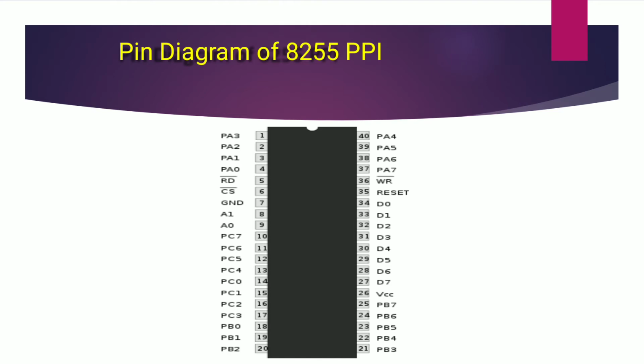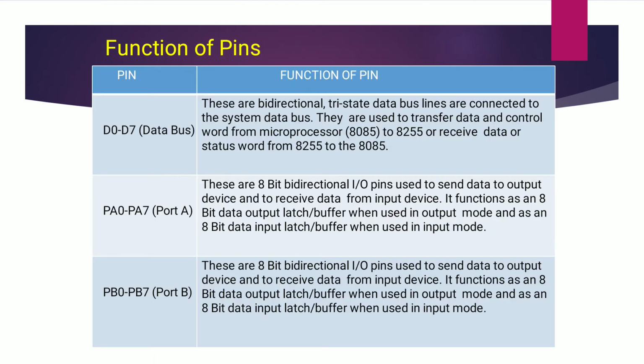This is the pin diagram of 8255. Let's discuss the function of each and every pin. D0 to D7. As I told you, the data bus buffer is a bidirectional, tri-state 8-bit buffer used to interface the 8255 to the system data bus.